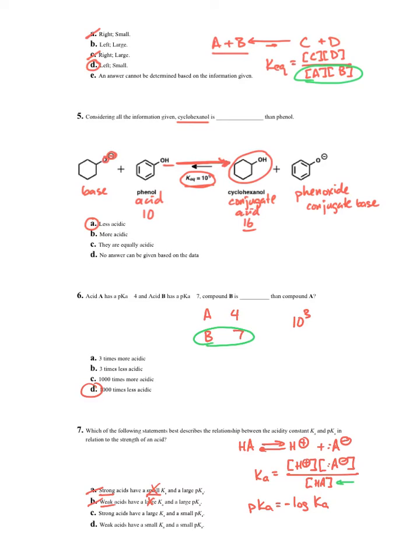C says strong acids have a large Ka and a small pKa. So if you have a large Ka, that means the numerator is a very big number. When you take a very big number, the negative log of that, your pKa is going to be small. So C is actually the correct answer. So D, weak acids have small Ka and small pKa. Well, that's not true. So the weak acids will have a small Ka, but they'll have a large pKa. So D is not correct either.